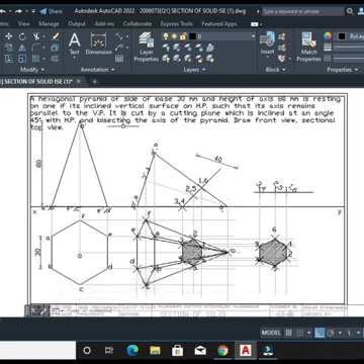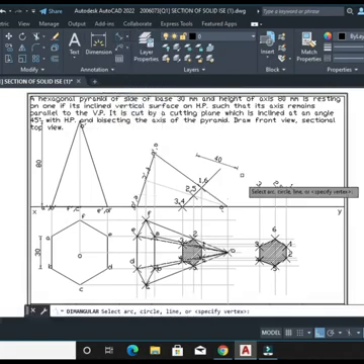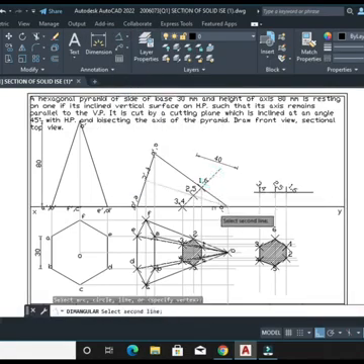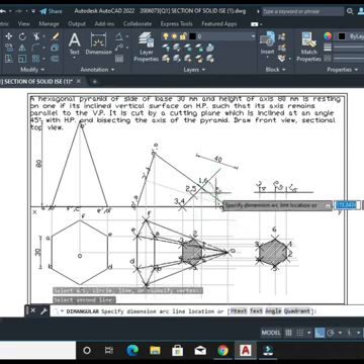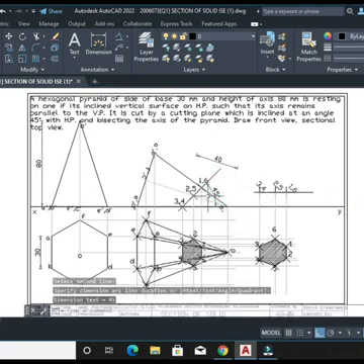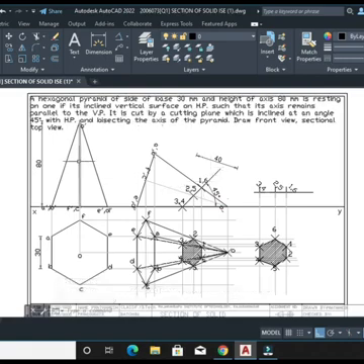a cutting plane which is inclined at an angle of 40 degrees with HP and bisecting the axis of the pyramid. So we will check whether the cutting plane which we have drawn is at 40 degrees or not. Yes, it is at 40 degrees, and the further condition is given that it is bisecting the axis of the pyramid. As the height of the axis is given as 80, after bisecting, the part which will remain will be 40, and we have shown it here. As you can see, it is 40 mm.